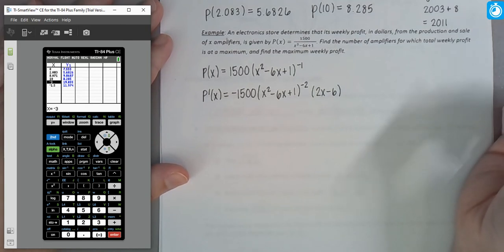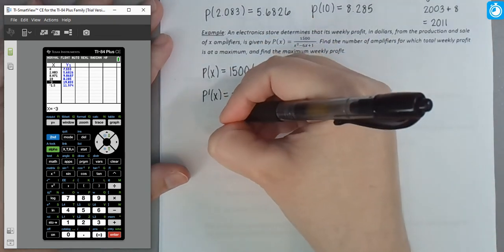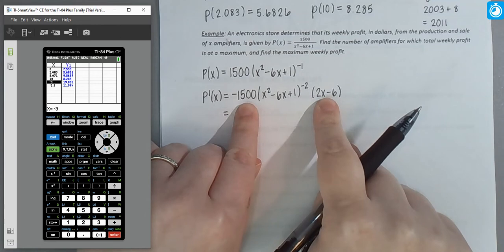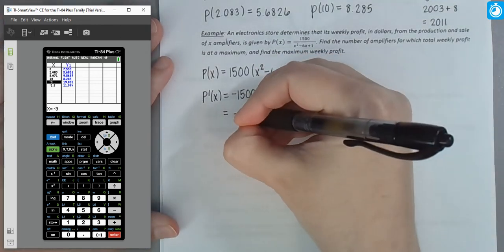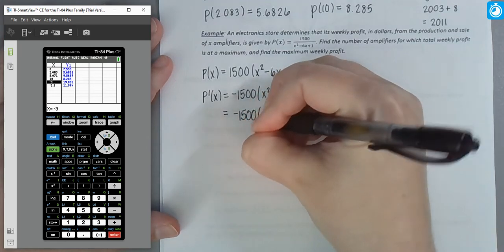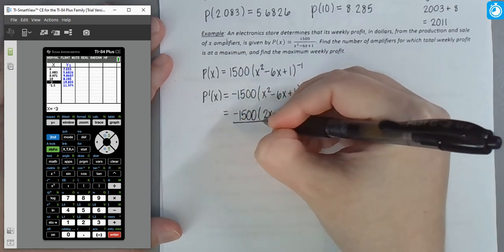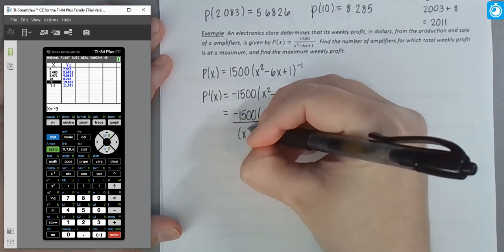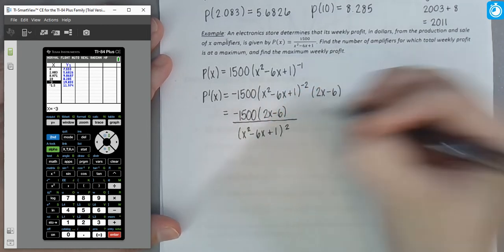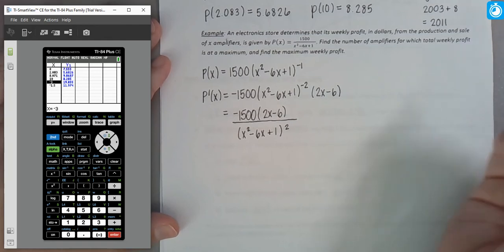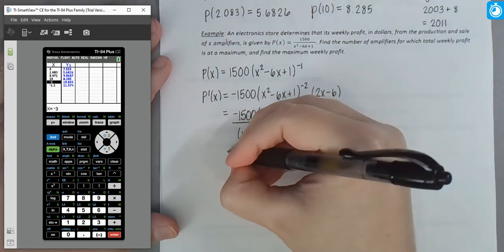Okay, let's clean this up a little bit. We don't like to leave things with negative exponents, so that's a good place to start. The negative exponent does not apply to anything else, so that will stay in the numerator when this moves to the denominator. So in our numerator, we have negative 1500 times 2x minus 6, and in the denominator, we take our expression x squared minus 6x plus 1, and that becomes a positive exponent in our denominator. The only other thing we can do is distribute that negative 1500.